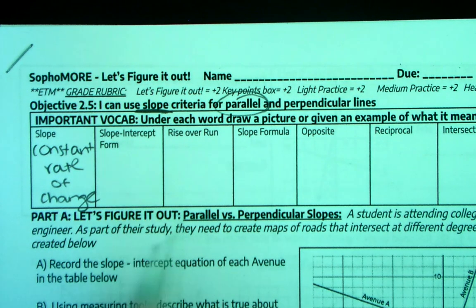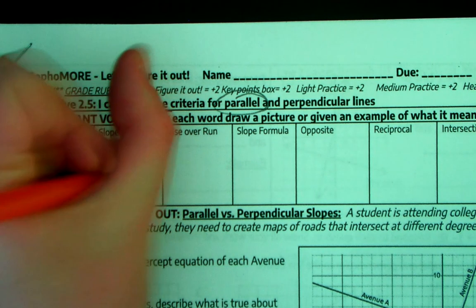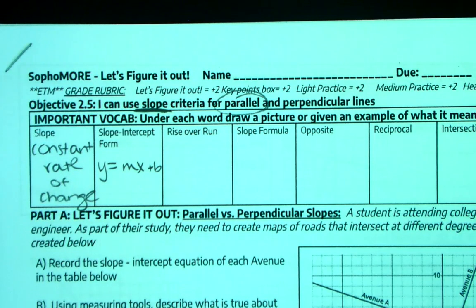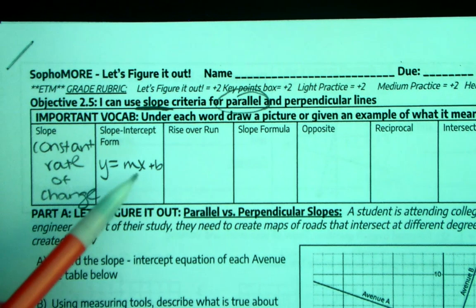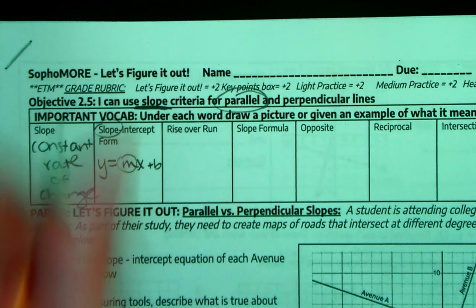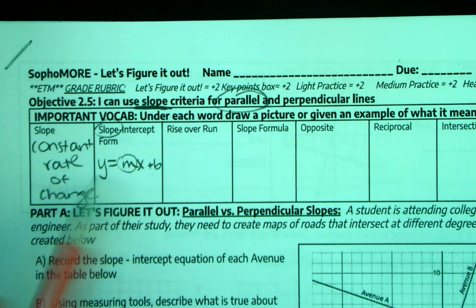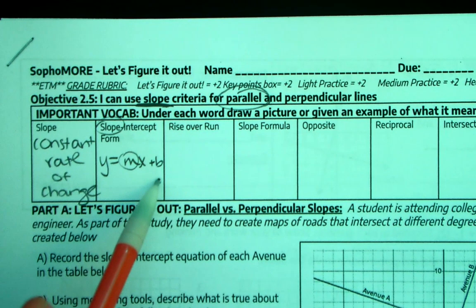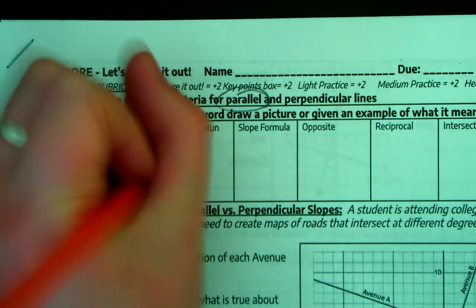Okay, slope-intercept form is a way we organize information about a linear function. So it's just organizing that information using the equation y equals mx plus b, where m is our slope, x and y are inputs and outputs into the function, and then b is the starting point, or the y-intercept. Rise over run is a way that we can find slope.